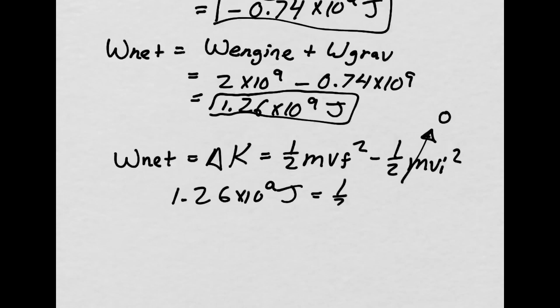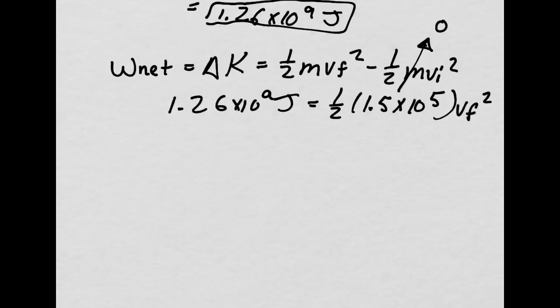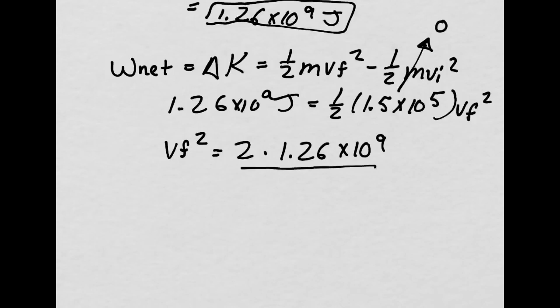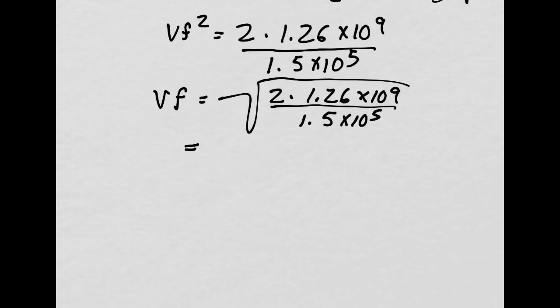That is only equal to 1/2 m v final squared. Well, let's plug that in. M was 1.5 times 10 to the 5. Which means that v final squared is equal to 2 times 1.26 times 10 to the 9 divided by 1.5 times 10 to the 5. So Vf is equal to the square root of 2 times 1.26 times 10 to the 9 divided by 1.5 times 10 to the 5. Which means our velocity is 130 meters per second.